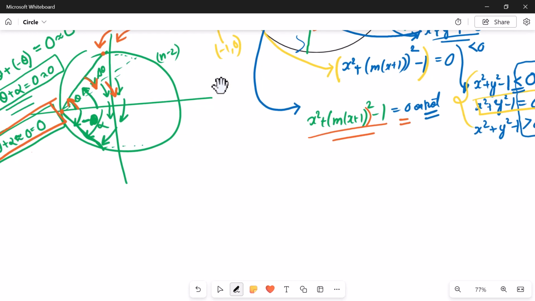The main problem is that we are always starting from -1, 0. So for the first line we have -1, 0 and this intersection point. Then again we'll have -1, 0 and this intersection point, and so on and so forth. So what will happen is that in the list, this particular point will appear in a repeated pattern.